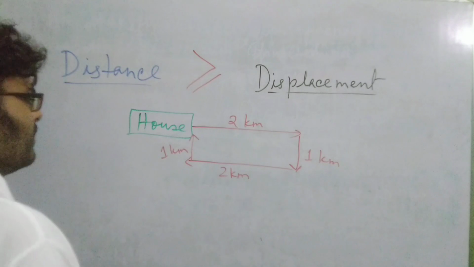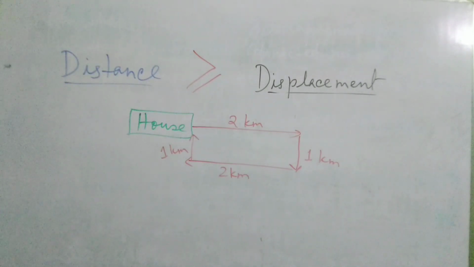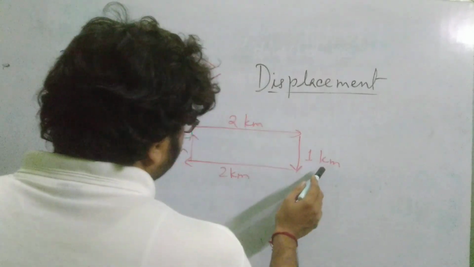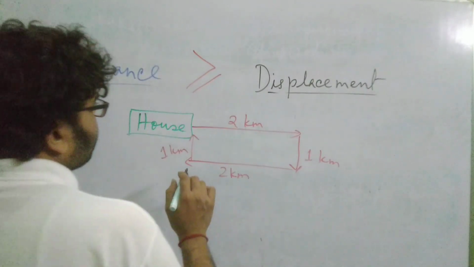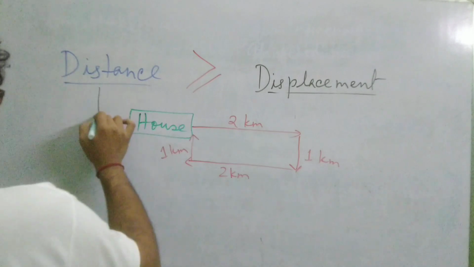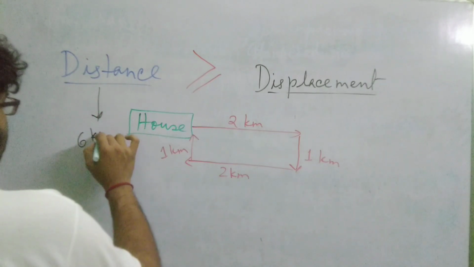So this is your travel plan. Now see one thing here: during the total journey, the actual path that you have traveled or traversed is what? 2 plus 1 is 3, plus 2 is 5, and 1 is 6. So the total distance that you have traveled is 6 kilometers, isn't it?